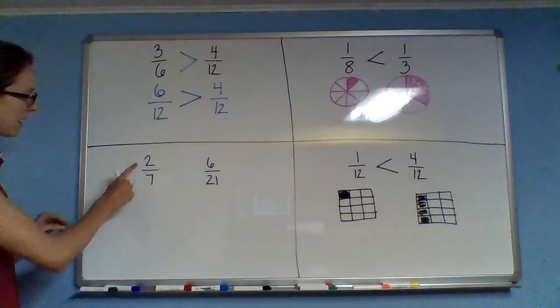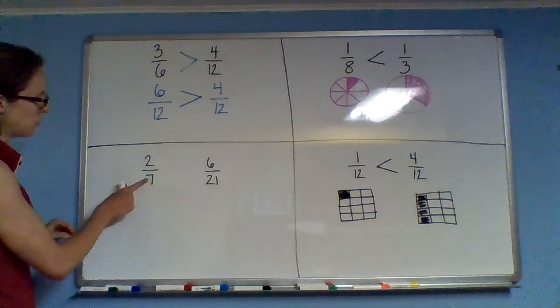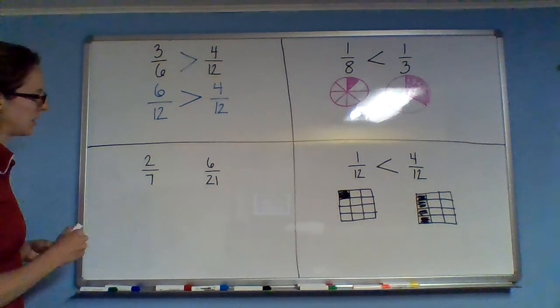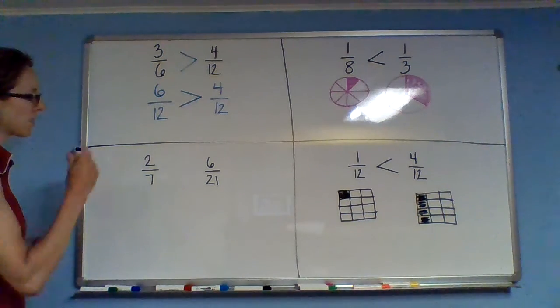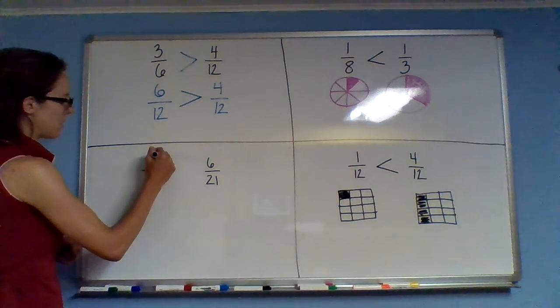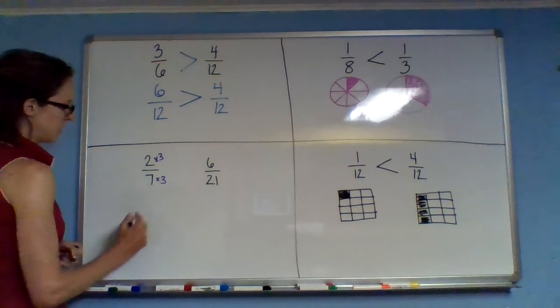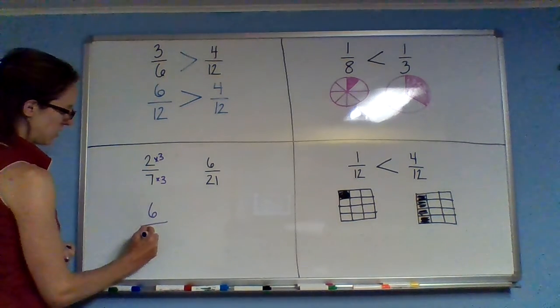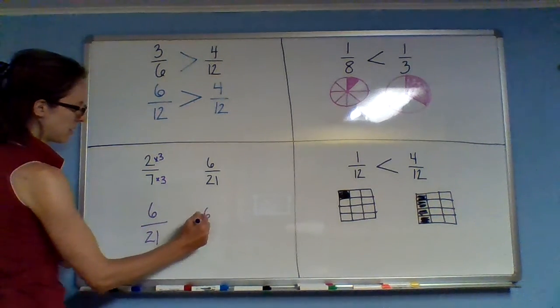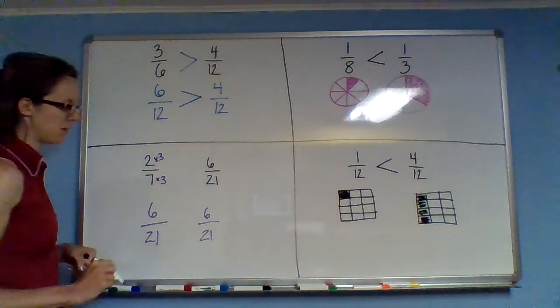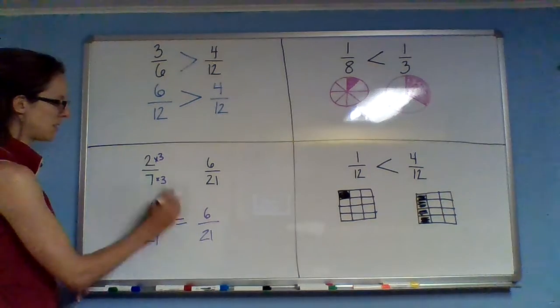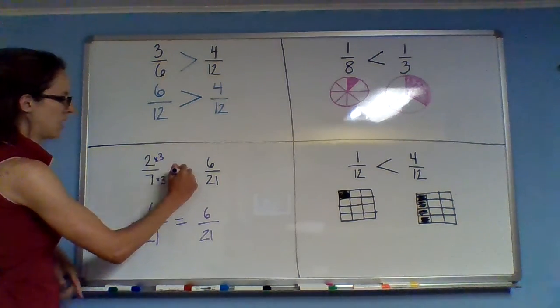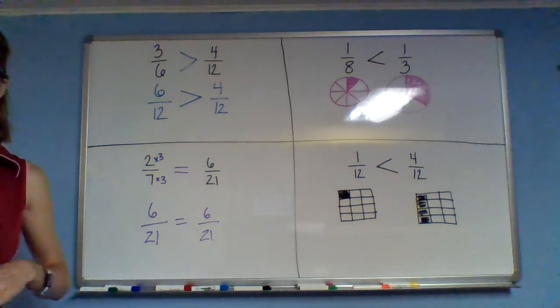One more to try. I have 2/7, 6/21. Can I make a 2 into a 6 or a 7 into a 21? I can make a 2 into a 6 by multiplying by 3. That gets me 6/21 compared to 6/21. Tops are the same, bottoms are the same, so these two fractions are actually equivalent or equal.